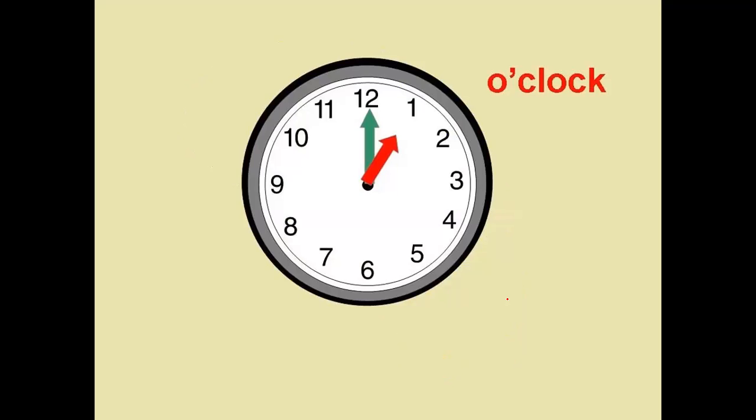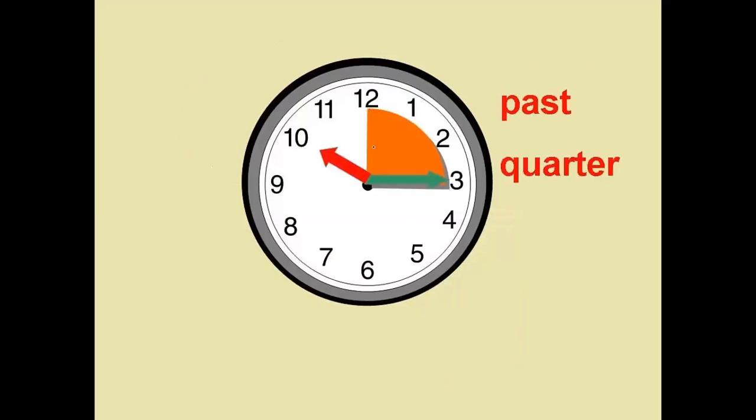Look at the clock here and tell me what time is it. Here is the short hand for the hour hand. It's 1 o'clock. And the long minute hand stands for number 12. It's sharp, no extra minutes. It's sharp 1 o'clock. Here, look at the hour hand. It's 10.